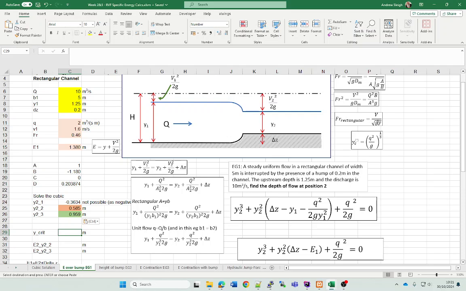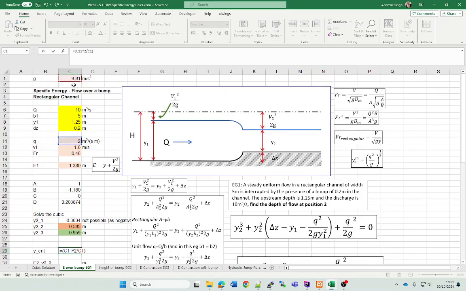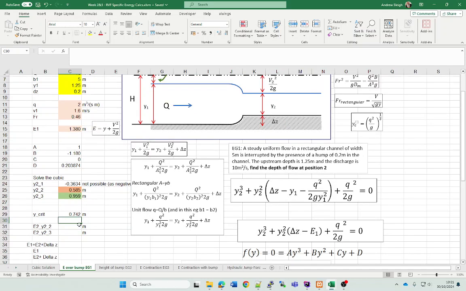So if we take one of these equations here, we can calculate critical depth from this function. So equals, and put some brackets on here, q squared divided by g all raised to the power of a third, and put those in the brackets. I could use 0.03333. That would be good enough. 0.724. 0.7242 is between these two, which is as it should be.